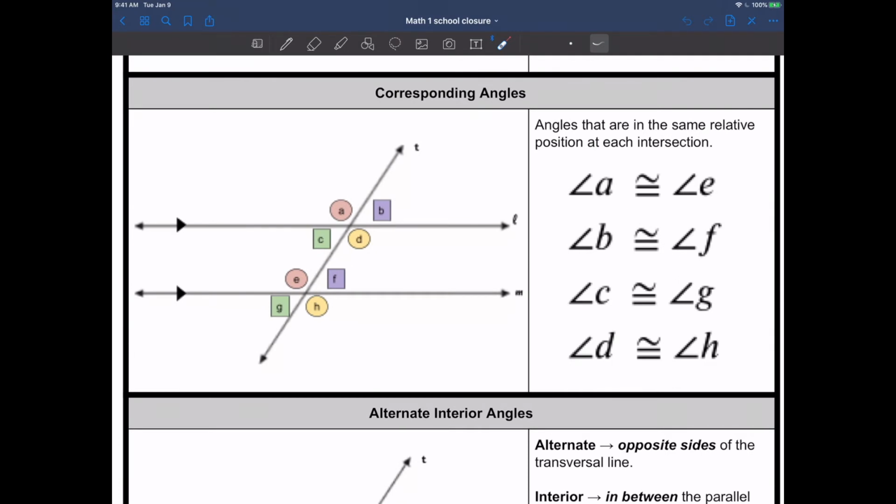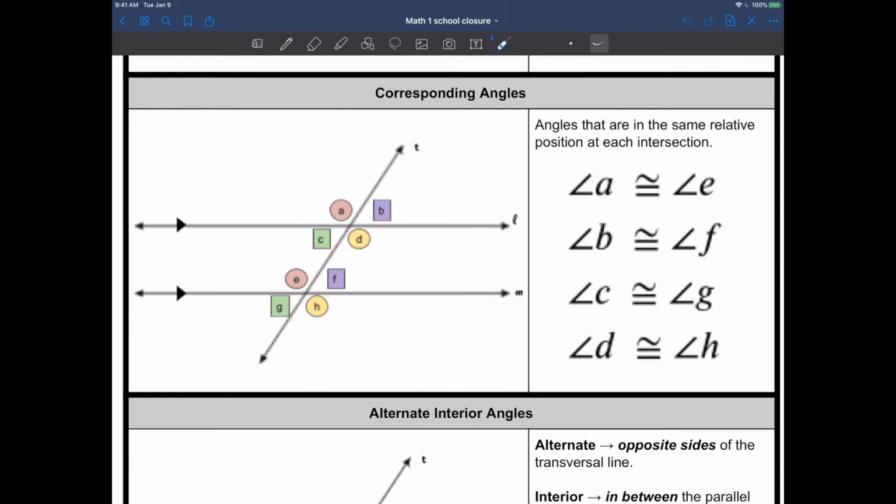Corresponding angles are angles that are in the same relative position at each intersection. So here's our transversal. Here we have the first intersection and the second intersection. Corresponding angles are in the same place relative to these intersections. For example, angle A and angle E are in the top left, so they are corresponding. Angle B and angle F are in the top right. They are corresponding. Angle C and angle G, angle D and angle H.